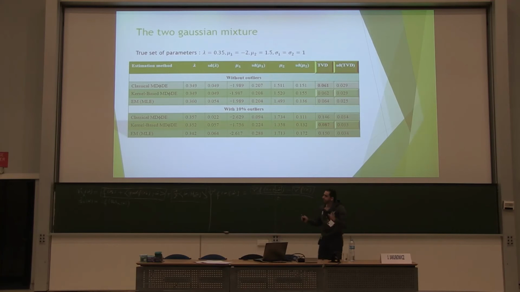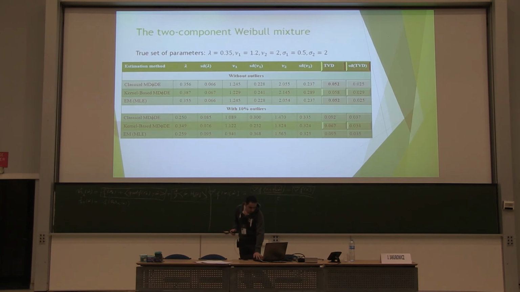The results are a big table, but what interests us is the total variation distance. For the classical dual formula, which is not robust, we get the best result under the model with a total variation of 6%. When we are not under the model, my kernel-based formula gives the best one. This is for the Gaussian model. For the Weibull mixture, the same conclusion holds.